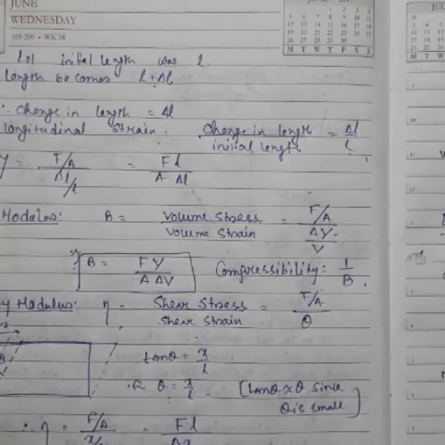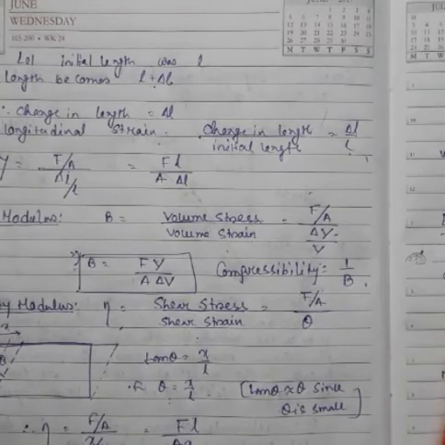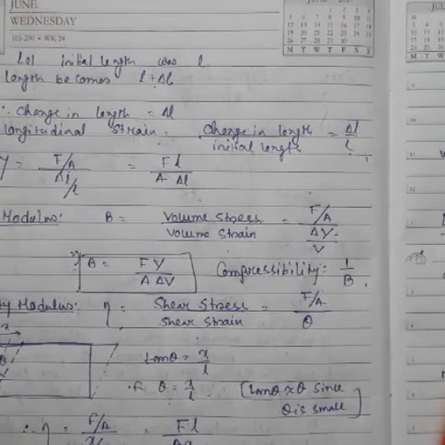Mainly it is a ratio of two strains. One is lateral strain, another one is longitudinal strain. From our simple basic idea, we can understand the thing. If you stretch a wire, if you stretch a rubber band, the band becomes thinner. As you keep on increasing its length, it will keep on going thinner and thinner. So that is the idea about the Poisson ratio.